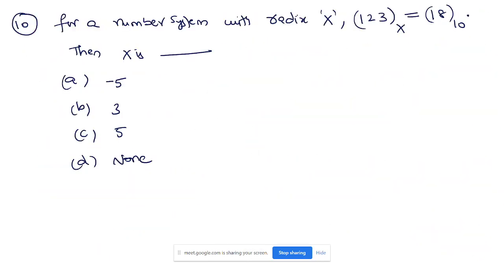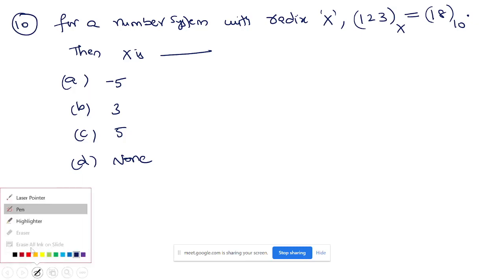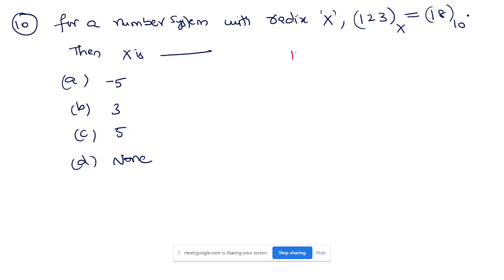Okay, I can do one thing. I can work it out till 5:20. Let us solve how many we can solve, and then we'll move to K maps. Right? Solve this problem quickly. 1, 2, 3 base x is equal to 18 base 10. Then x is what?